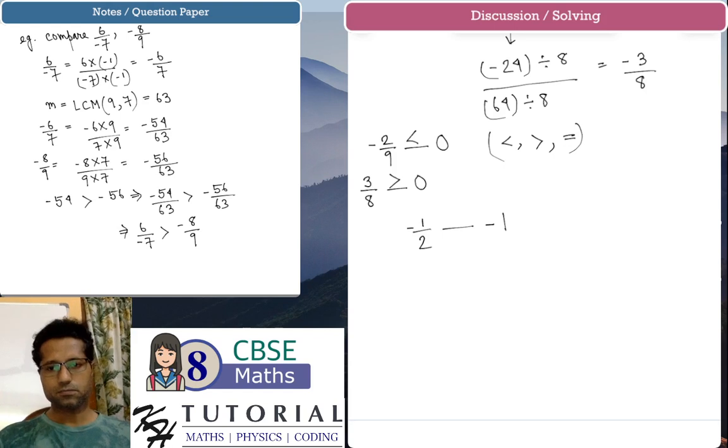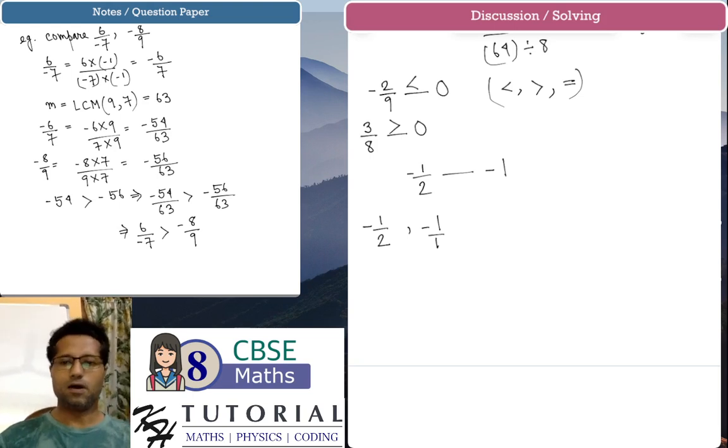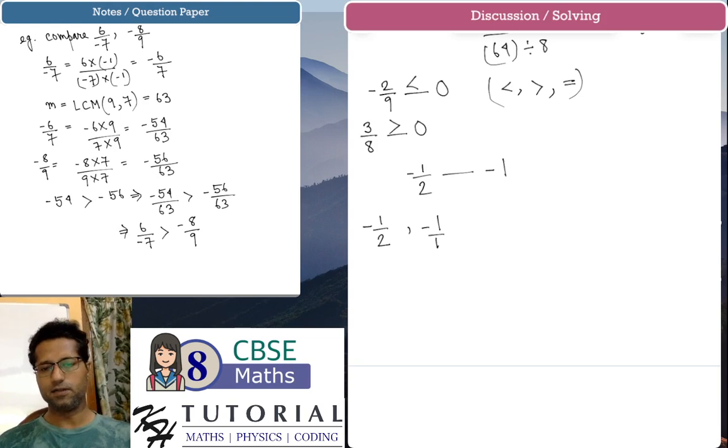So the rational numbers are -1 by 2 and -1. We see that both the rational numbers are already in standard form. That is, -1 is nothing but -1 by 1. The denominators 2 and 1 are all positive, and for both the rational numbers, the HCF of the numerator and the denominator is 1. Now how do we compare them? We see that the denominators are different, so we find the LCM of the denominators. The LCM of 2 and 1 is obviously 2.